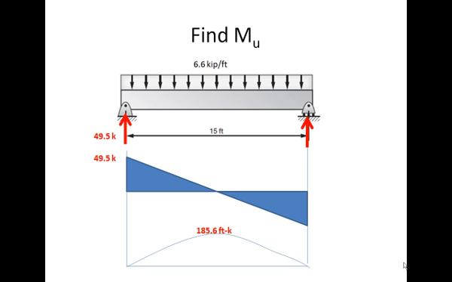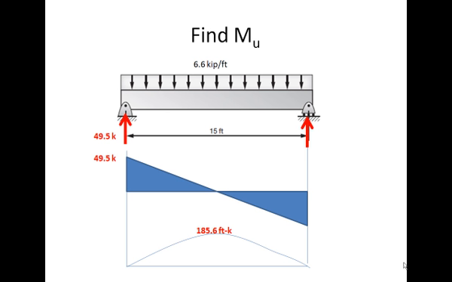We then take our beam, 15 feet long, and subject it to this factored uniform load of 6.6 kips per foot. Then we proceed with calculating the reactions, which in this case would be 49.5 kips at both the left and the right reaction, and then develop a shear and moment diagram based on those reactions.